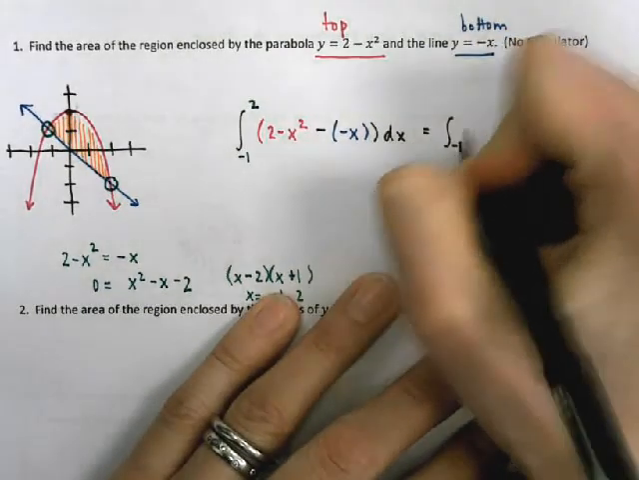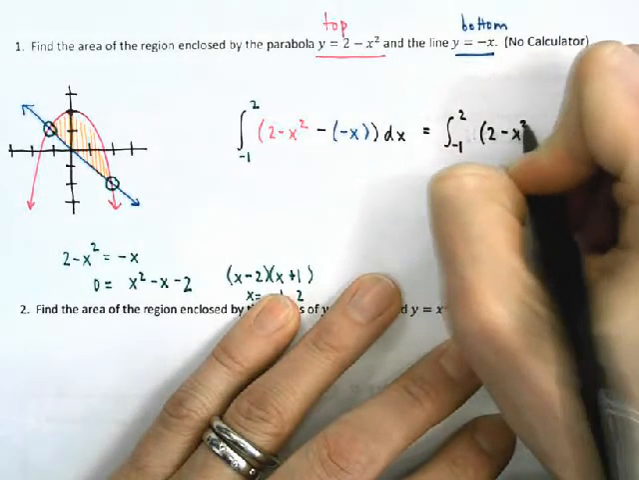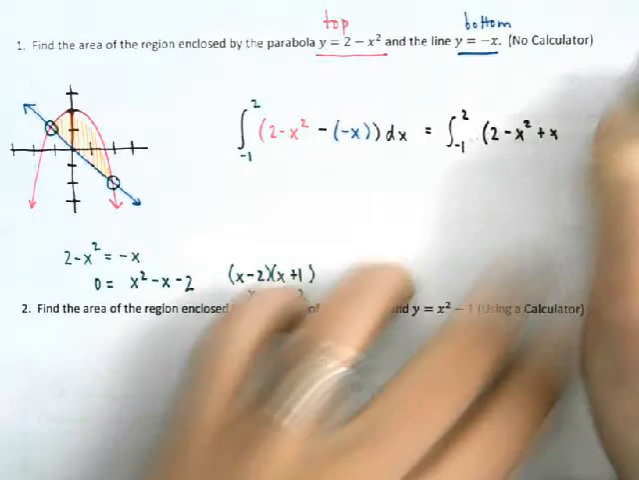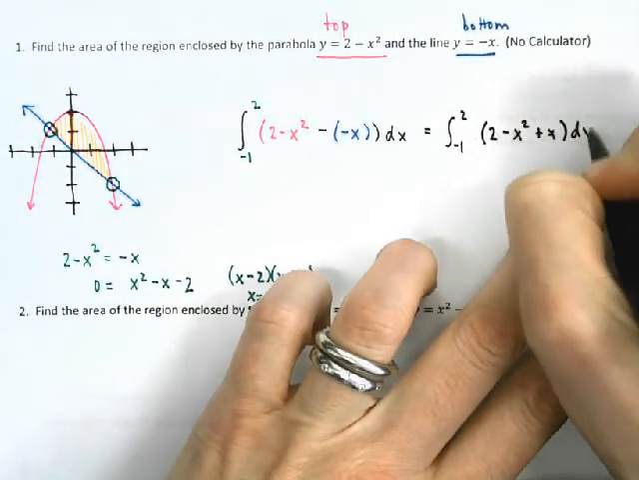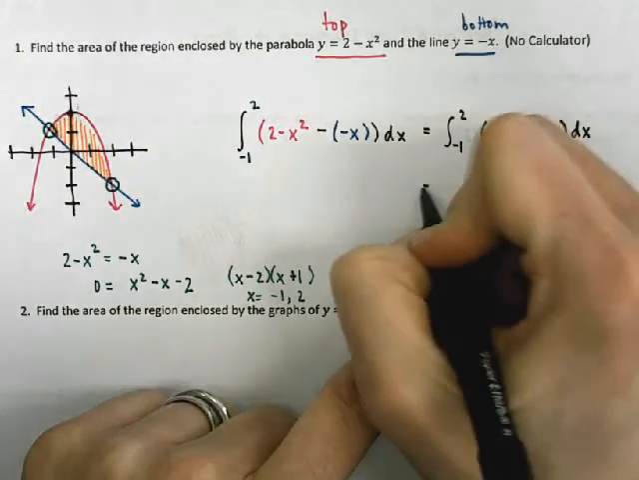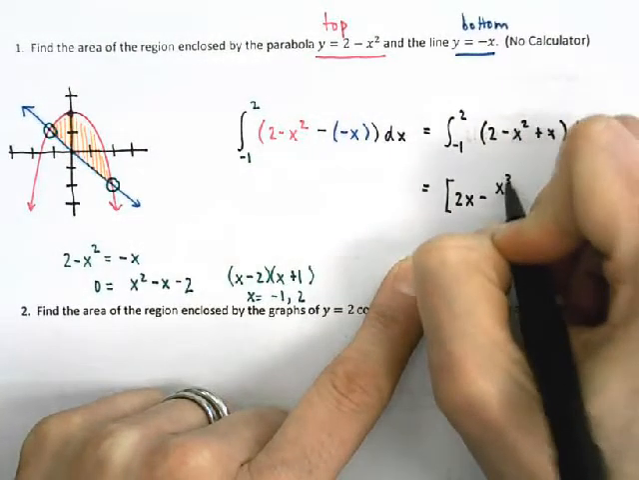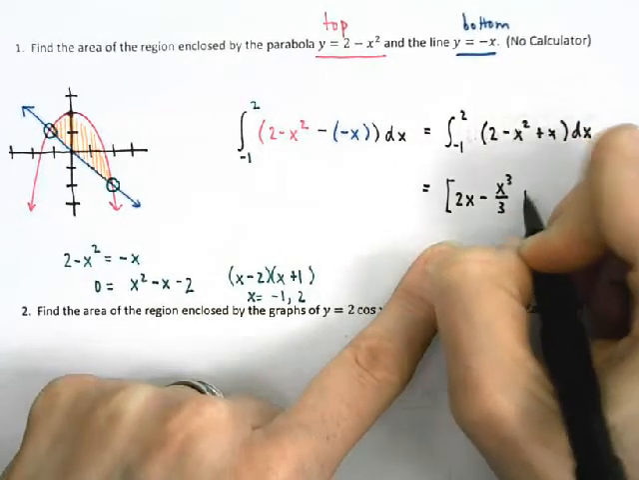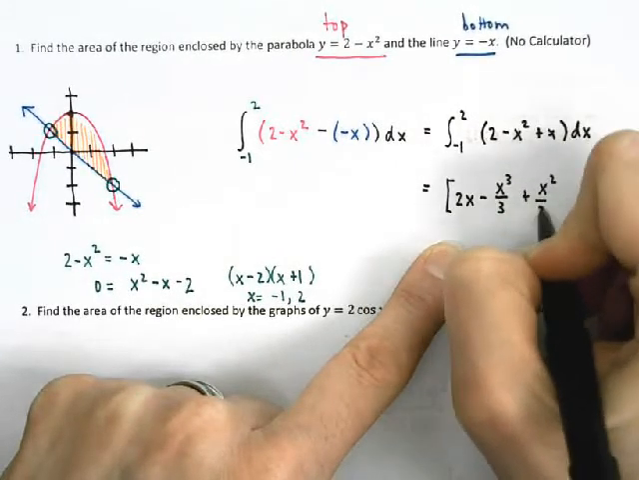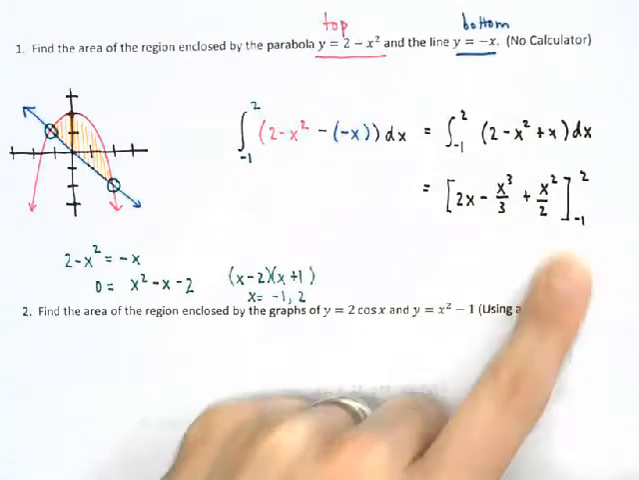So I'm going to clean this up a little. It's negative 1 to 2. I have 2 minus x squared plus x dx. Sorry about all my fingers in the way there. So my antiderivative is going to be 2x minus x cubed over 3 plus x squared over 2. And I'm integrating from negative 1 to 2.